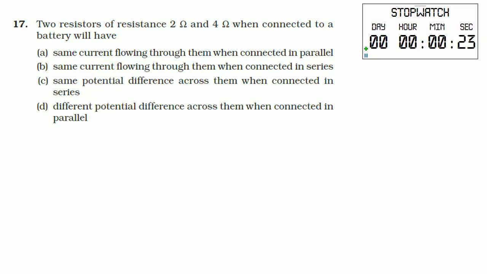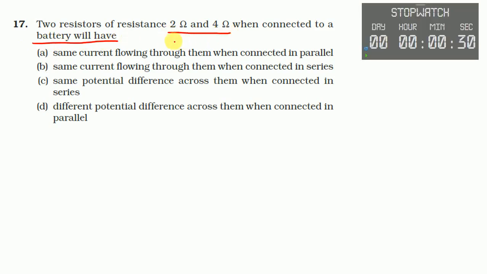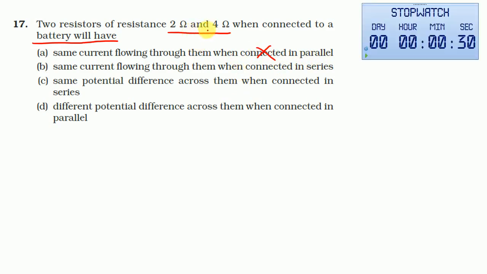It's easy or not easy, right? Time is over. Now see, there are two resistances, one is 2 ohm and the other is 4 ohm. The question is saying they will have the same current flowing when connected in parallel. When they are connected in parallel, they don't have the same current, because the values of the resistance are not the same. Same current could flow only if the voltage were the same, which is obviously equal in parallel, but the value of resistance would have to be the same.